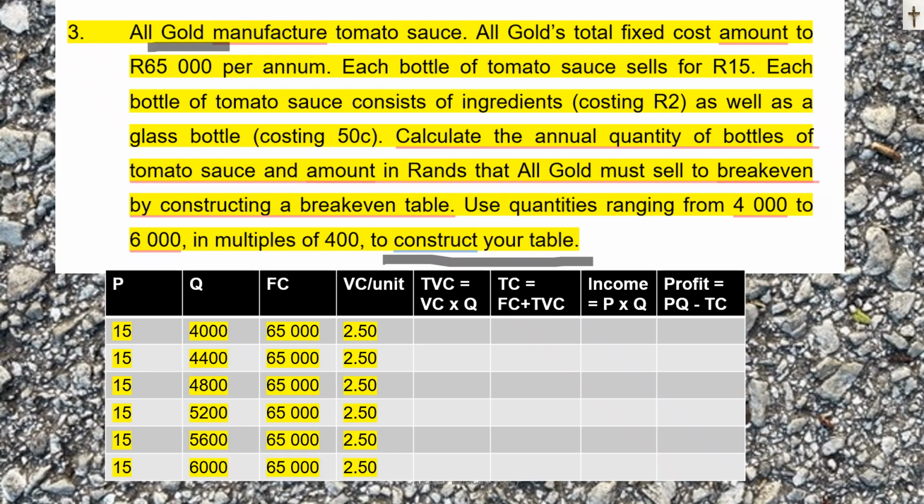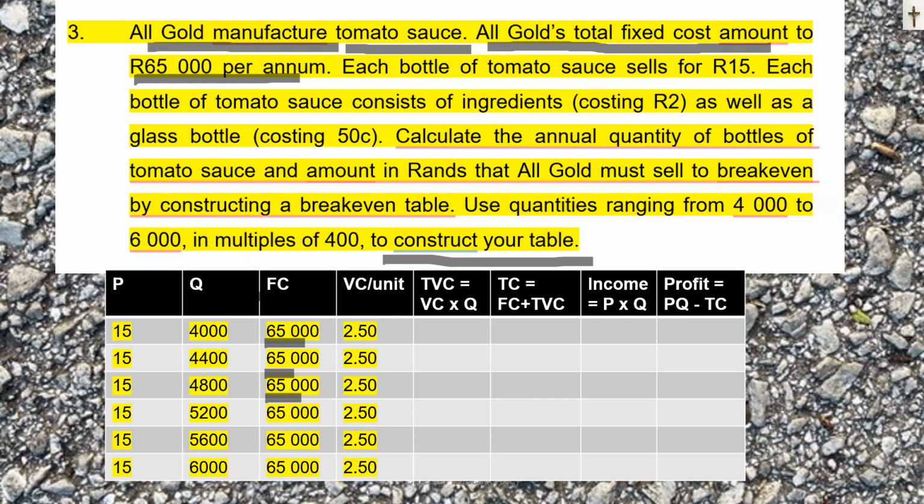All Gold manufactures tomato sauce. All Gold's total fixed costs amount to 65,000 per annum. So what we can do is go fill in the fixed cost. FC stands for fixed cost, 65,000. It doesn't matter how many products are produced or sold, the fixed cost remains the same, 65,000 Rand per annum. So we go and fill in the fixed cost, 65,000 Rand per annum.